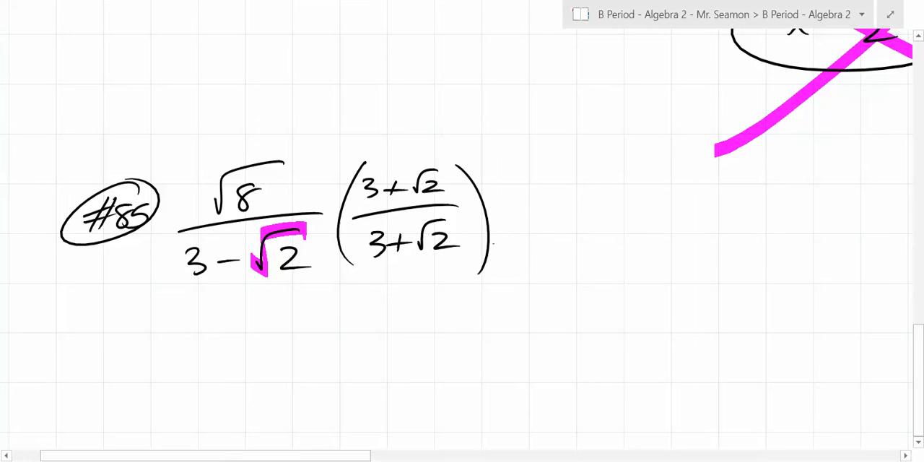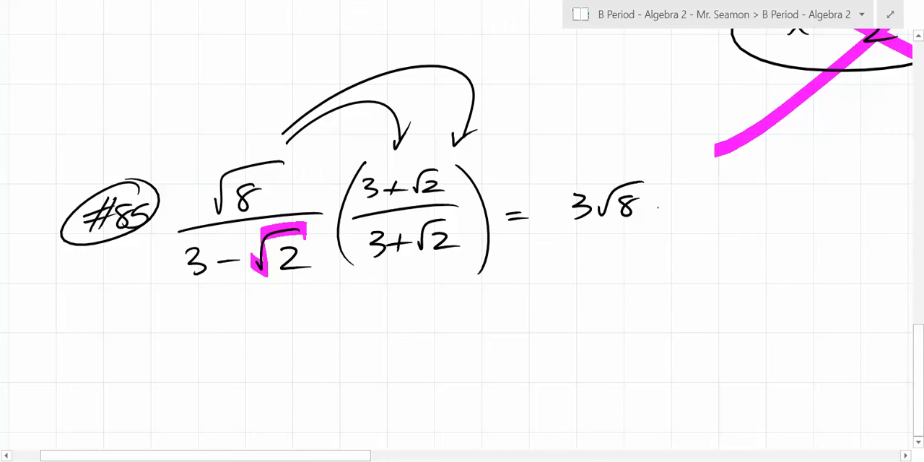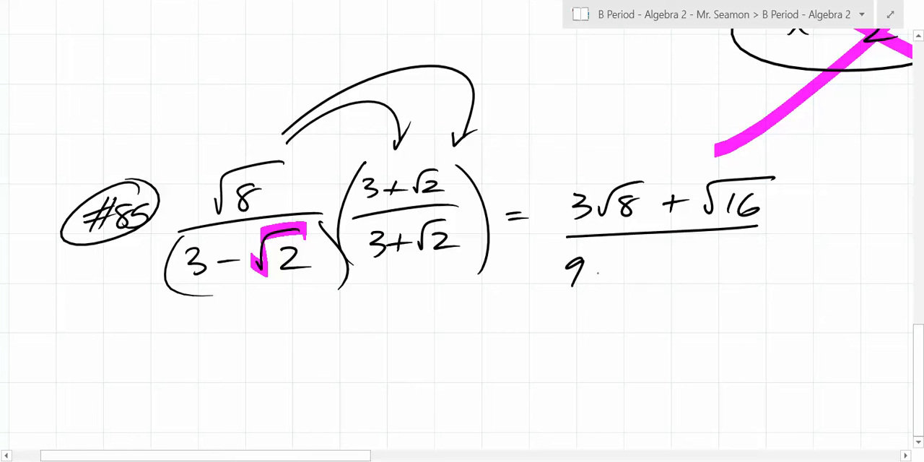So when you do this, what does the top become? The root 8 distributes, right? So you end up with 3 root 8 plus what? Root what? 16. All over. Now you have to multiply this out. You end up with 9 minus 3 root 2 plus 3 root 2 minus what? Minus 2.